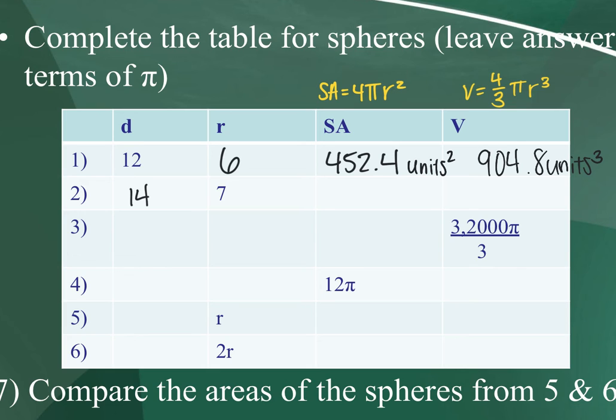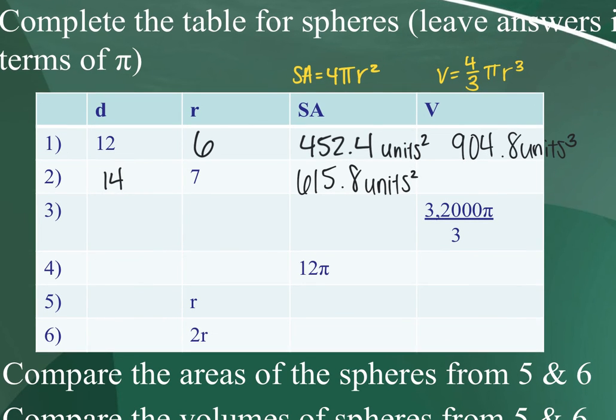615.8. I got the same thing, 615.8. And we're just units squared, okay? And then our volume, let's use the same radius. So 4 over 3 times pi times the radius, which is 7 raised to the 3rd, 1,436.8 units, what? Cubed, okay, because it's volume.